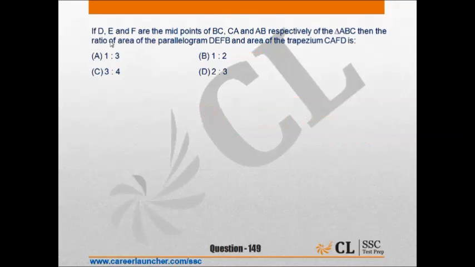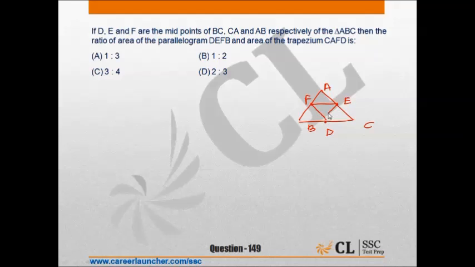Next question is, if D, E, F are the midpoints of BC, AC and AB respectively of the triangle ABC, then the ratio of area of parallelogram DEFB and area of trapezium CAFD. Now in this we have a triangle A, B, C. D is the midpoint of the side BC, E is the midpoint of the side CA, and F is the midpoint of the side AB.